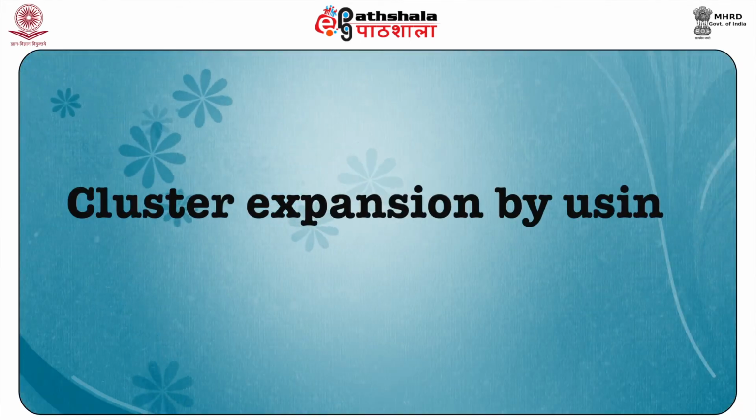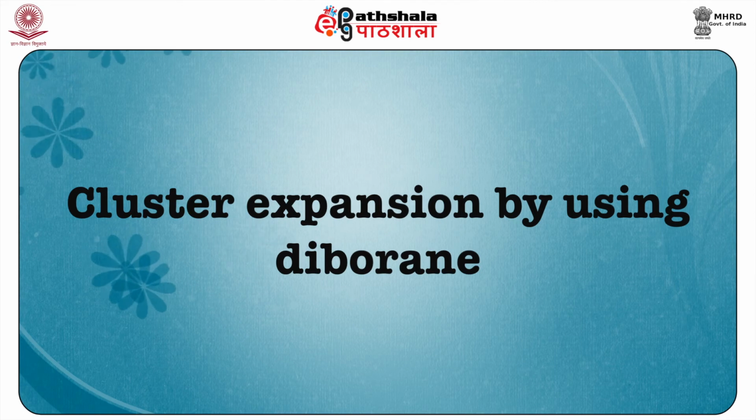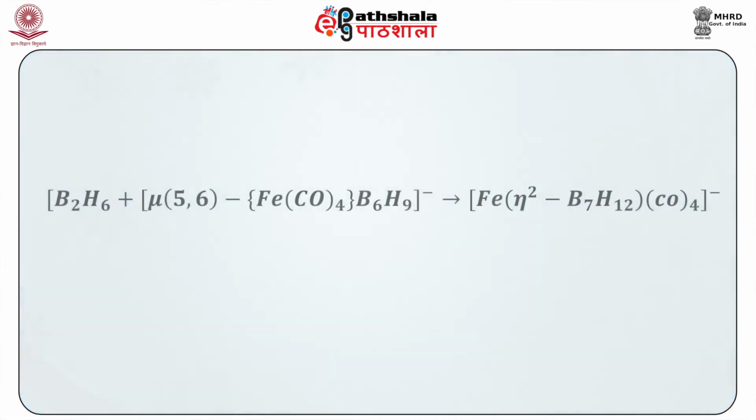Another example is cluster expansion by using diborane. In this case, the metalloborane anion acts as an electron pair donor to the acceptor, which is BH3. The treatment of the product with anhydrous HCl at minus 110 degrees Celsius yields 1 mole of hydrogen gas and a neutral metalloborane, that is Fe eta 2 B7H11 tetracarbonyl.